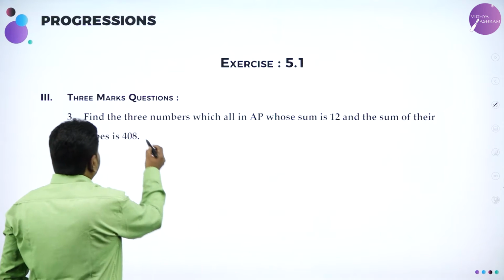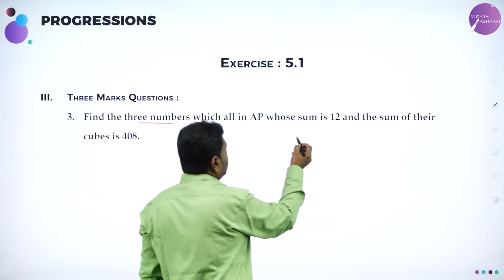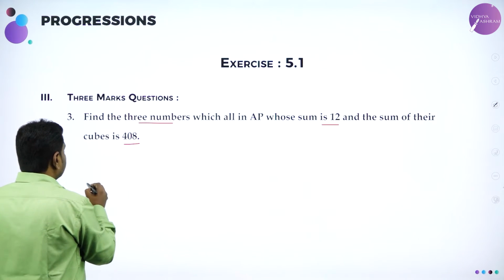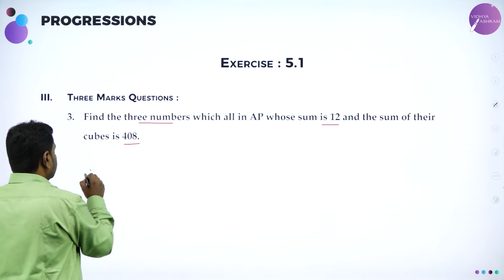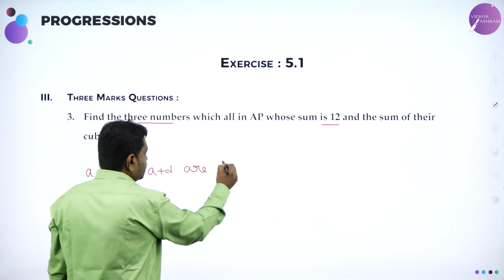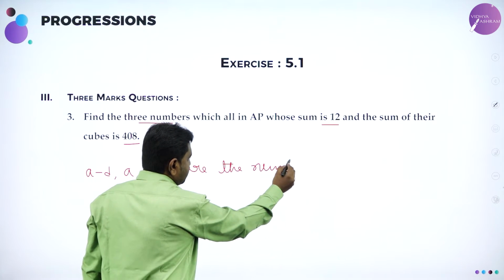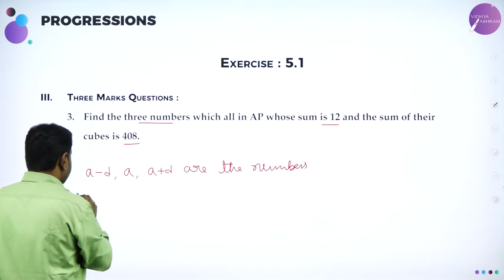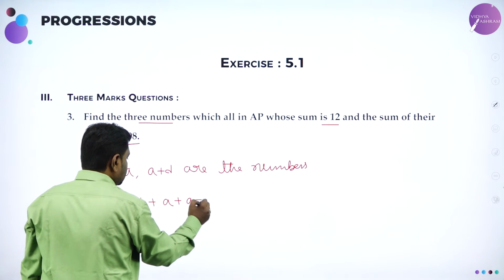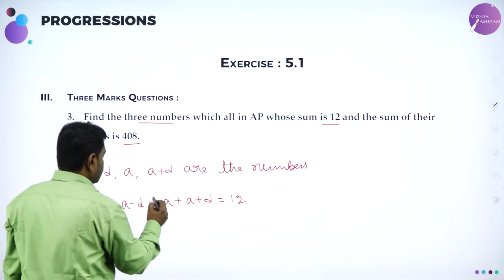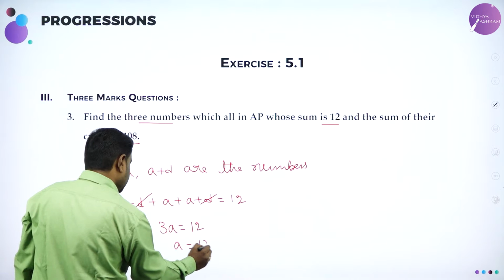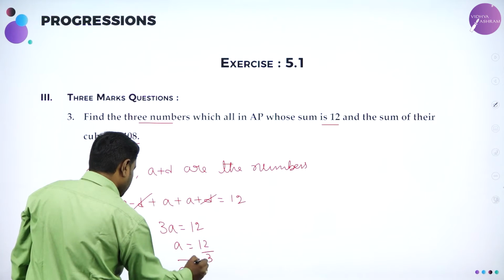Then find 3 numbers again, which all are in AP, whose sum is 12 and sum of their cubes is 408. So therefore, what are the numbers? a minus d, a, a plus d are the numbers. Now what is given? Sum: a minus d plus a plus d is how much they give? 12. So minus d plus d cancel, so 3a is 12. So a is 12 by 3, a is 4.